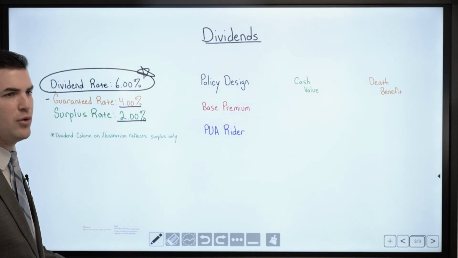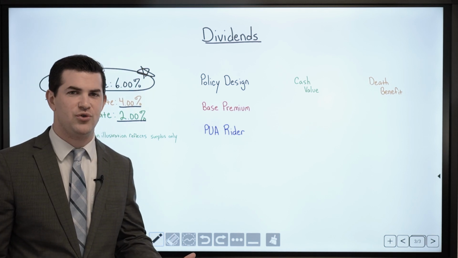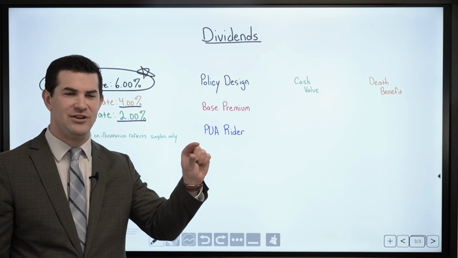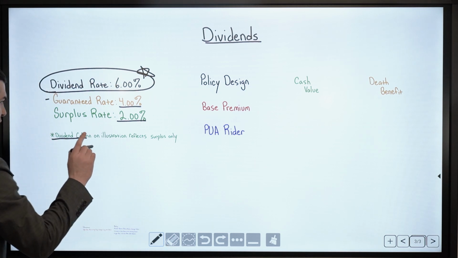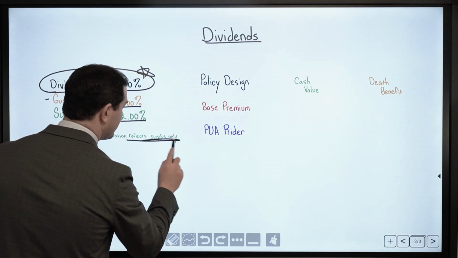Now, a quick side note, if you're ever looking at a life insurance illustration and you see that column that reads total annual dividend, the dividend column on an illustration reflects the surplus only.